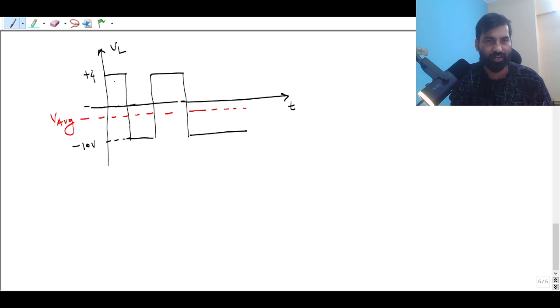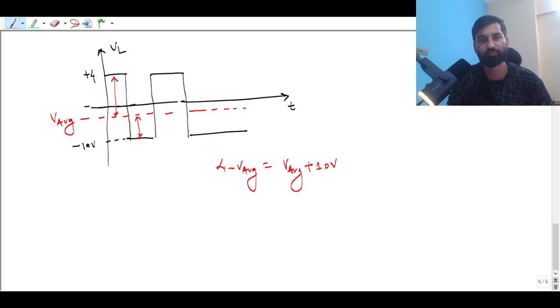You can say V average. Okay, so as we know that if we go up and if we go down, the difference is going to be same in both the cases, right? So what is the difference here, guys? That is nothing but 4 minus V average is equal to V average plus 10 volt. Understand? The change above the average and change below the average must be same. Okay, that is called as average. Average always lies in the middle of these two voltages, 4 and minus 10.